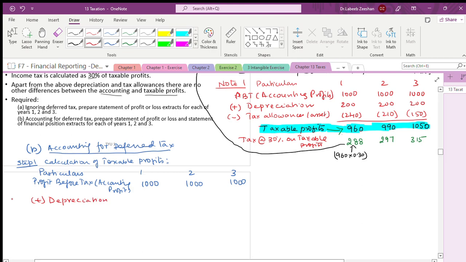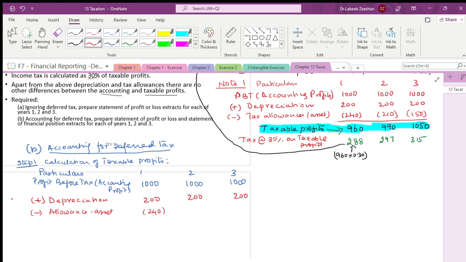Add depreciation. How much is the depreciation? 200, okay, 200 is the depreciation. Less, what are the allowances? Tax allowances on assets. How much is the allowance on assets? It is 240. First year 240, second year 210, and third year how much? 150. Okay.